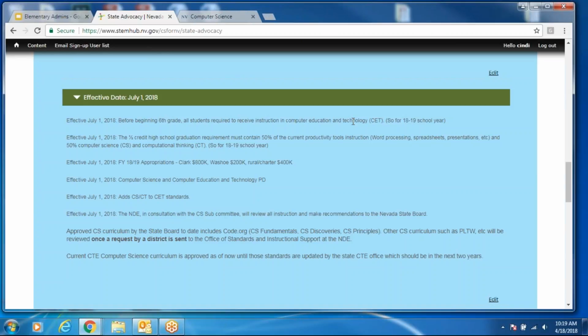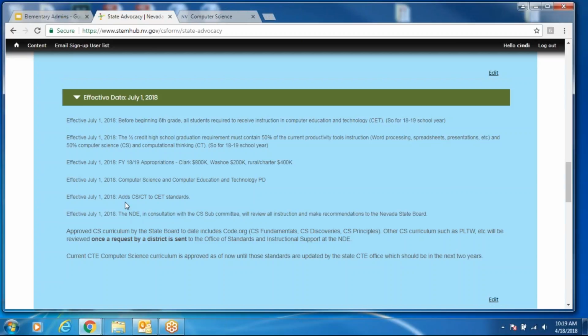The second one is, again, high school and middle school related. The third one, we have appropriations that are coming out this year. Clark is $800,000, it increased a little bit this year. Washoe is $200,000, and then the rurals and charters will now share the $400,000. Computer science and computer education technology professional development will begin. It's actually already begun, so that's already in place.